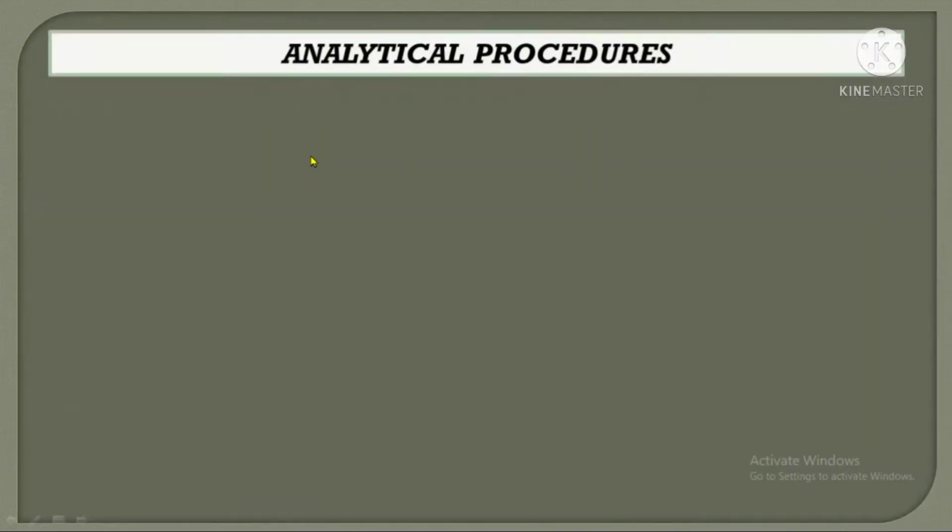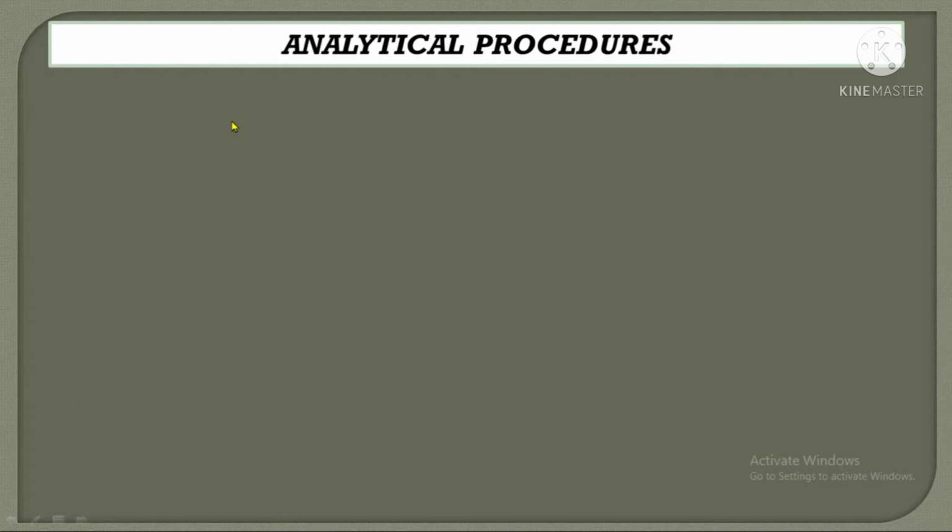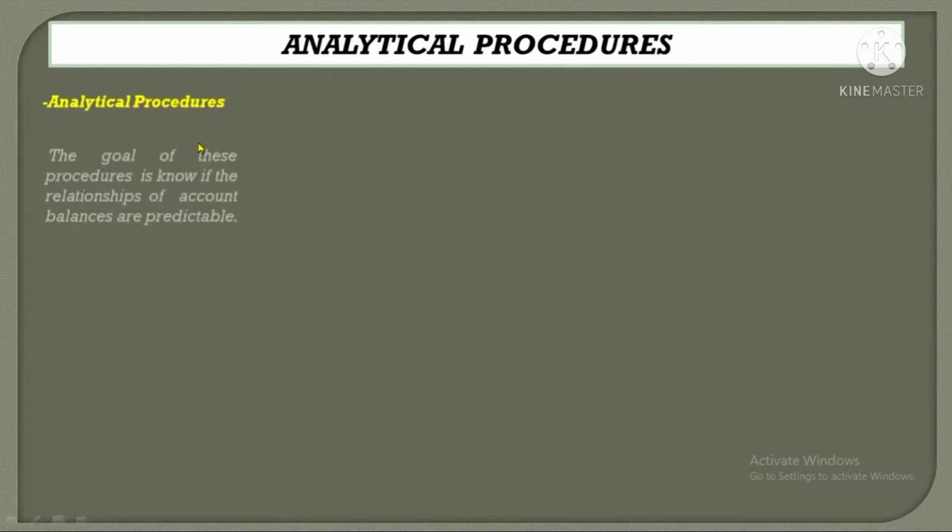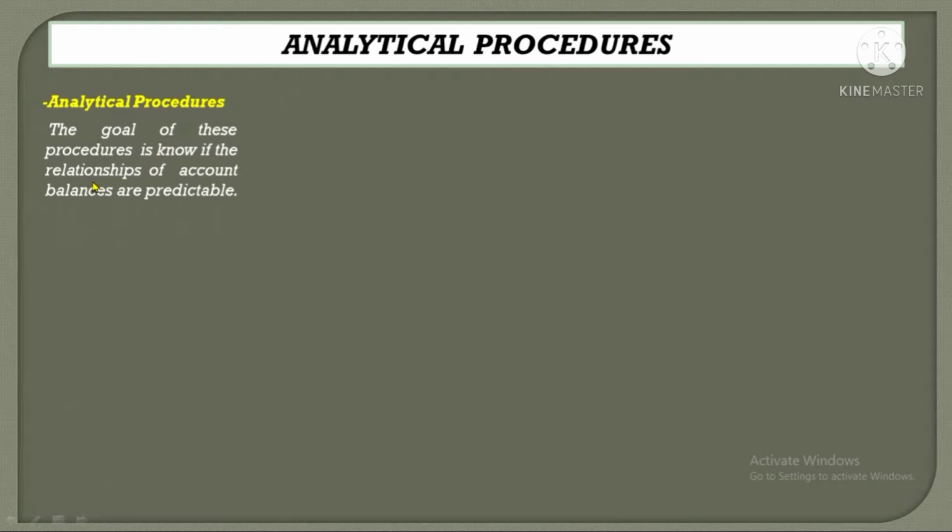Let's have analytical procedures. Actually, analytical procedures are just procedures used to find out account balances with relationships which are unpredictable. To understand that, for example, if you are to find an entry which is debit expense and then credit income, what will you think? It's unusual, right?